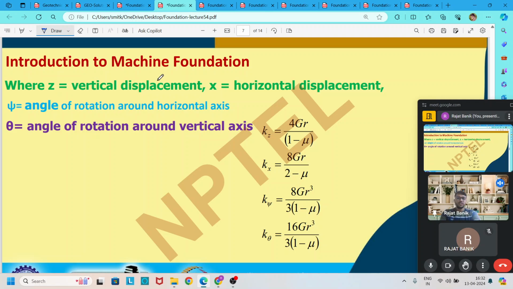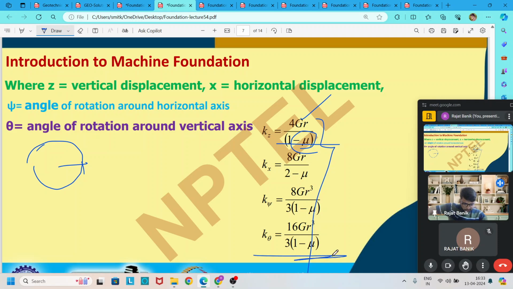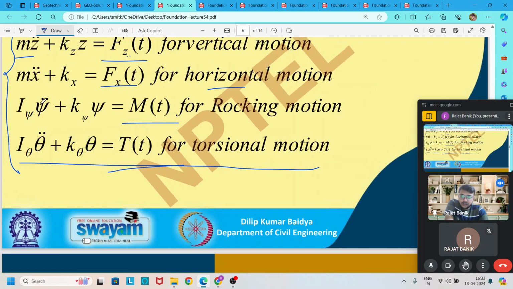Then, as we studied in the previous class, for different types of vibration there are different types of stiffness. This stiffness is calculated for a circular footing of radius r, with soil properties G, the shear modulus, and Poisson's ratio, which depend on the soil. By these formulas we can easily find the different stiffness for different types of vibration, which helps to solve this mathematical equation.